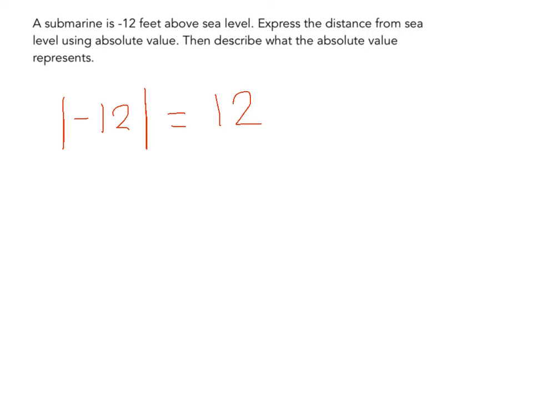Now what does that mean in this problem? Well, when you read it, it says that the submarine is negative 12 feet above sea level. If you're negative 12 feet above sea level, that actually means that you're below sea level, because negative 12 would mean the opposite of 12 feet above sea level. So your distance is 12 feet away from sea level, but it's below sea level. So that's how you would describe this absolute value.